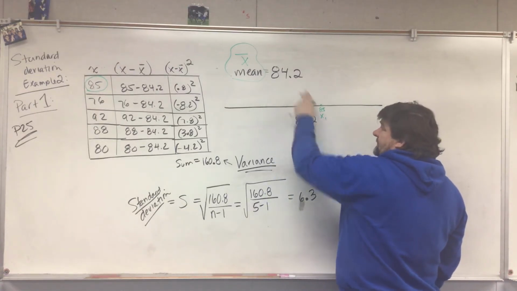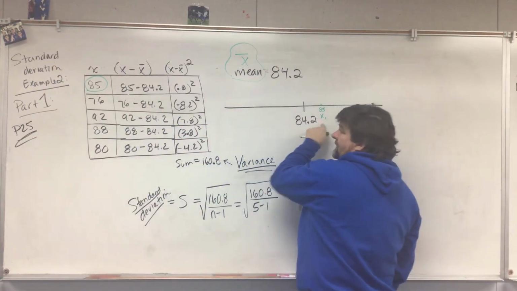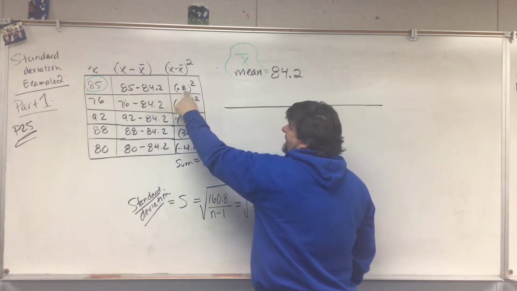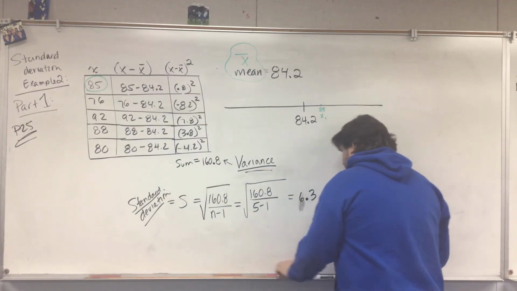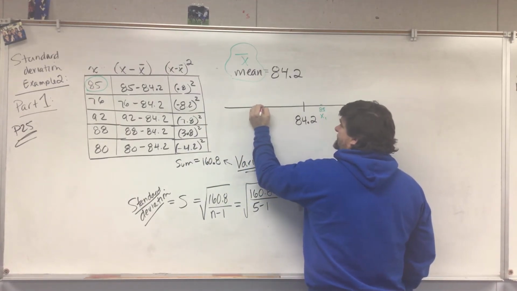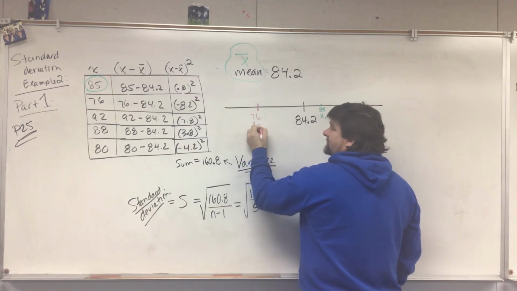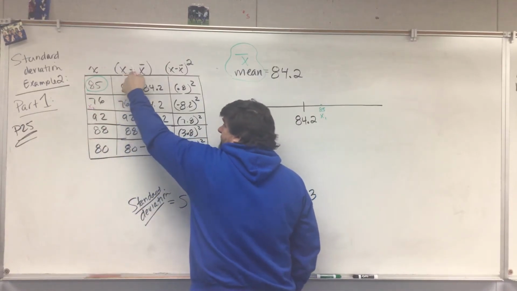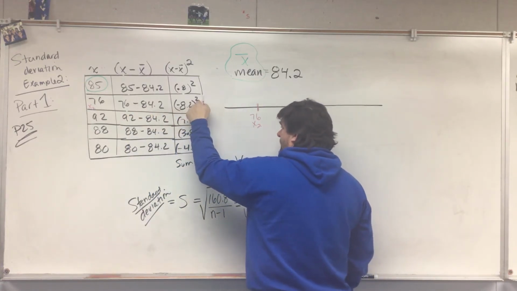So the average for the class is 84.2, and then they take 85, which is our x1, and they subtract it from 84.2, and they get 0.8, and then they square it. And then they take their second one, which is 76, and it's going to be over here. It's quite a little bit lower. It's 76, and this is x2. They take x2, x minus x bar, which gives negative 8.2, and then they square it.